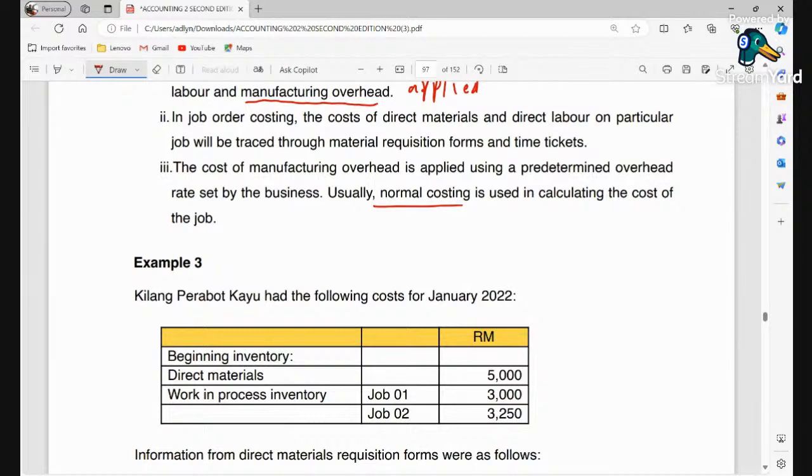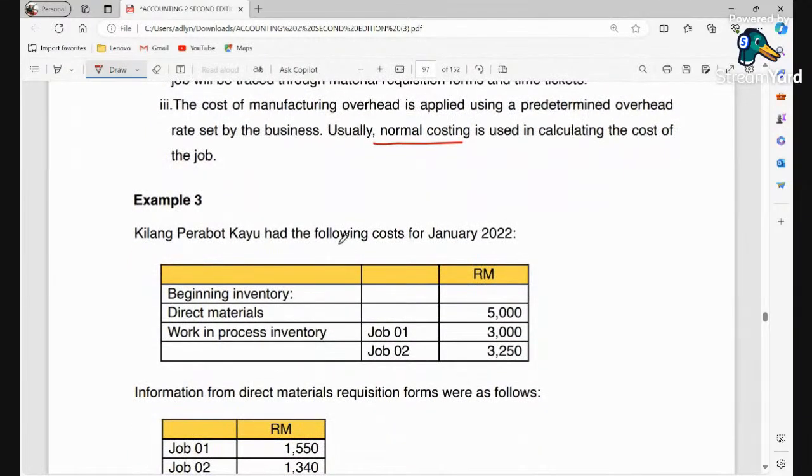So tengok example 3. Okay, kilang perabot kayu had the following cost 5 January to 2022.